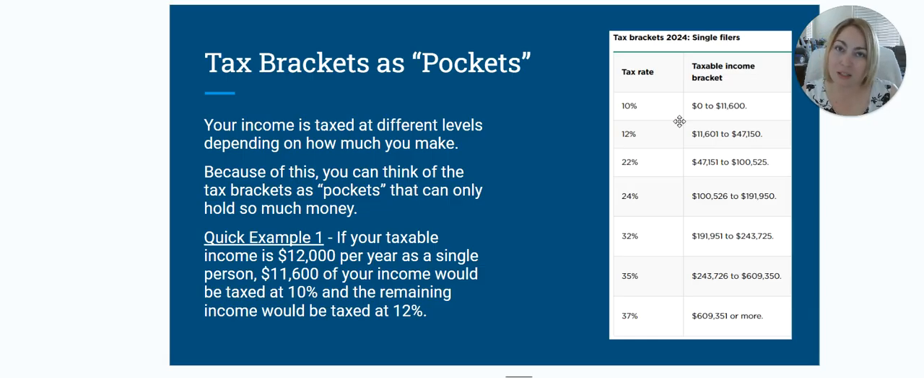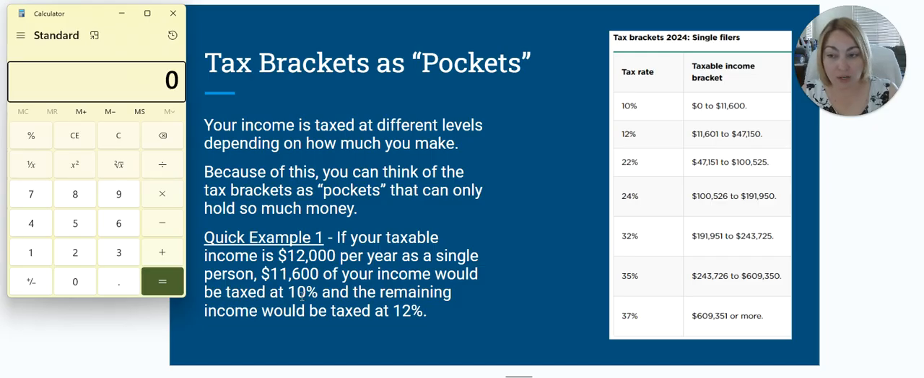Because of that, it can be a little bit tricky to calculate how much tax you're actually paying, which is the purpose of this lesson. So just to do a quick example, if your taxable income is $12,000 per year as a single person, $11,600 of your income would be taxed at 10%, and the remaining income would be taxed at 12%. Let's take a look at that really quickly. If I make $12,000 per year, I am going to take away the $11,600 that is taxed in the 10% bracket, and I'm left with $400.